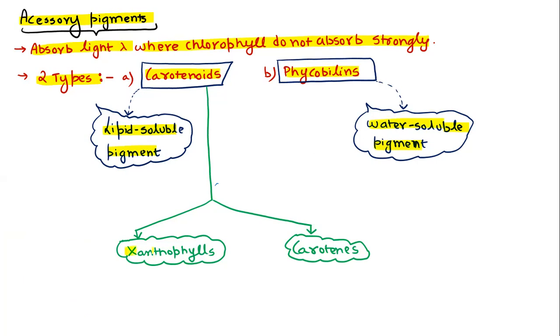Now, carotenoids can be further distinguished into xanthophylls and carotenes. We will understand the basis of that in the upcoming slide, where you'll see that this classification of xanthophylls and carotenes is mainly based upon their structure. As far as these accessory pigments are concerned, we will initiate our discussion with the carotenoids first, and in the upcoming lecture, we will take more details about carotenoids followed by the phycobilins.